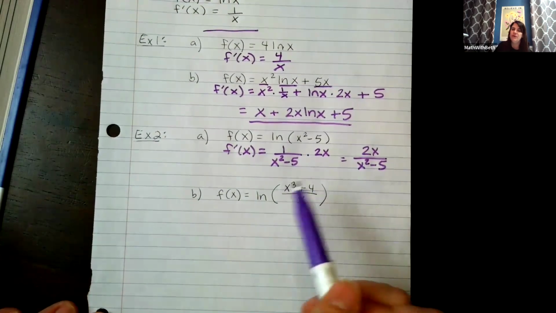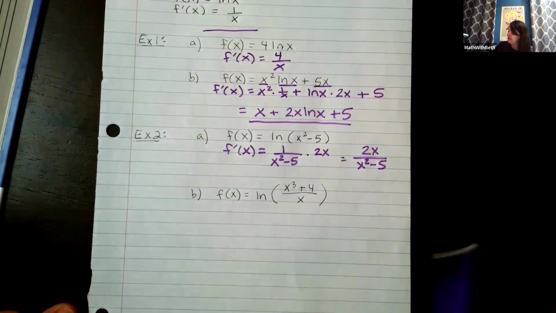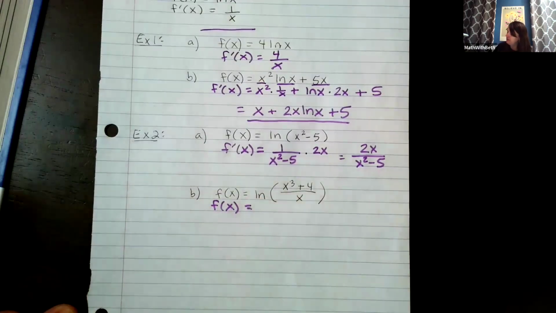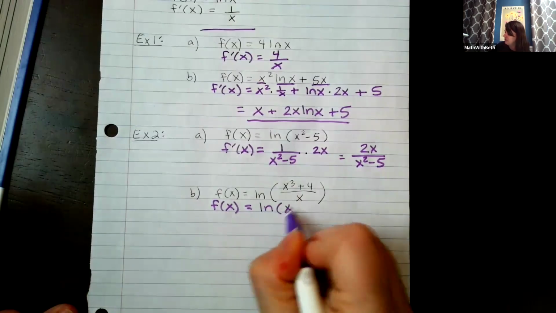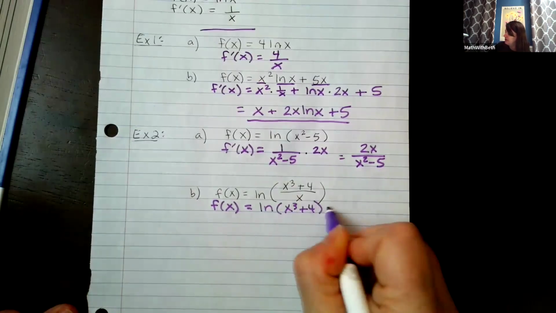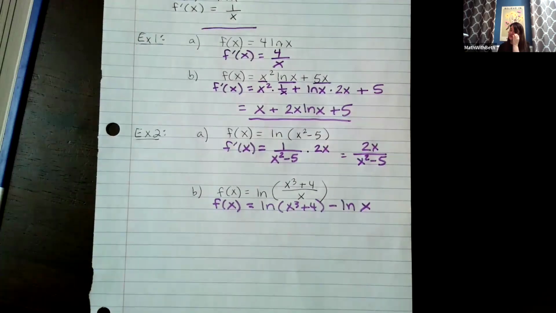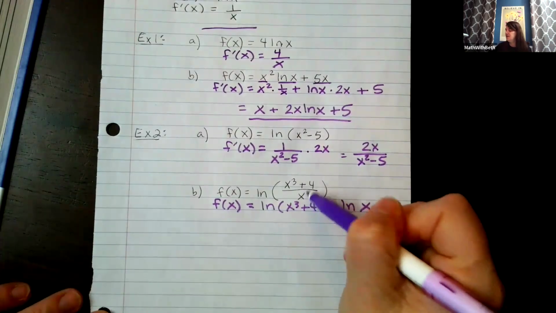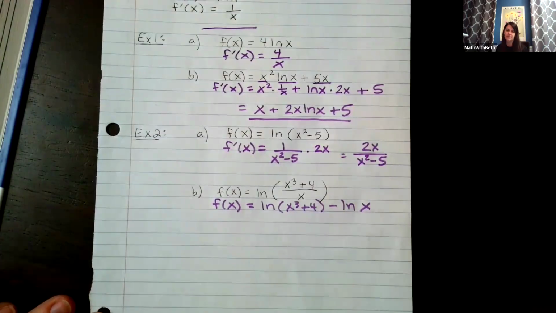For the last one, we could do 1 over all of this and then the derivative of all of this. But here's where our log rules could come in, because first I could just rewrite this by using the log rule that allows me to split this into 2 logs. Instead of division, I can subtract: log of the top minus log of the bottom.